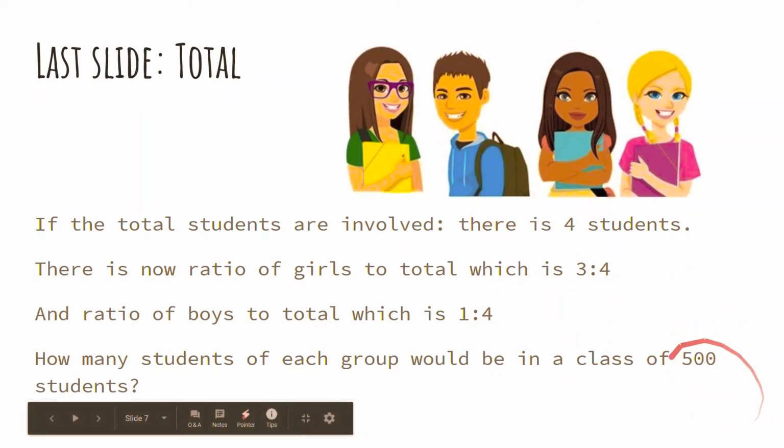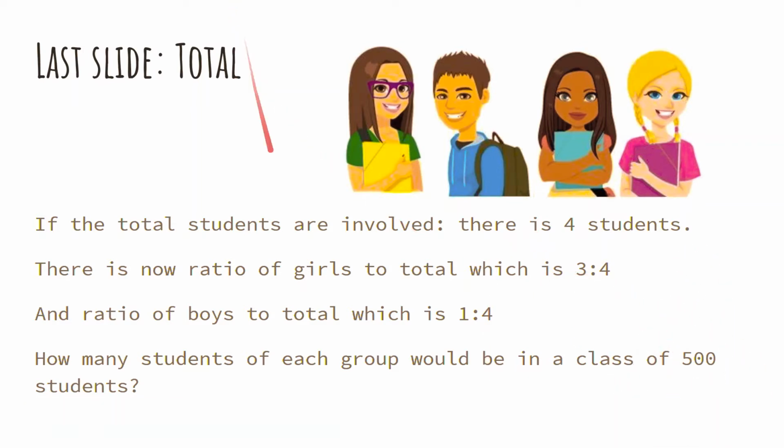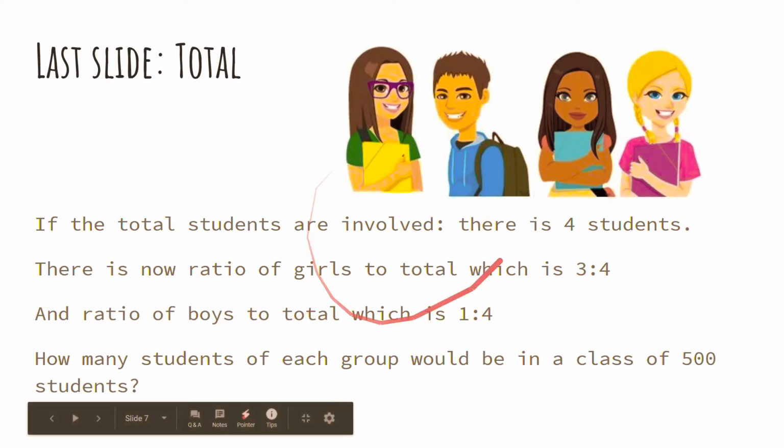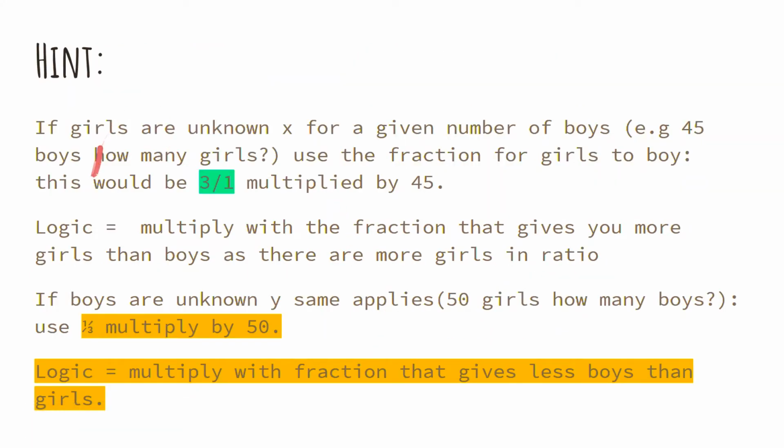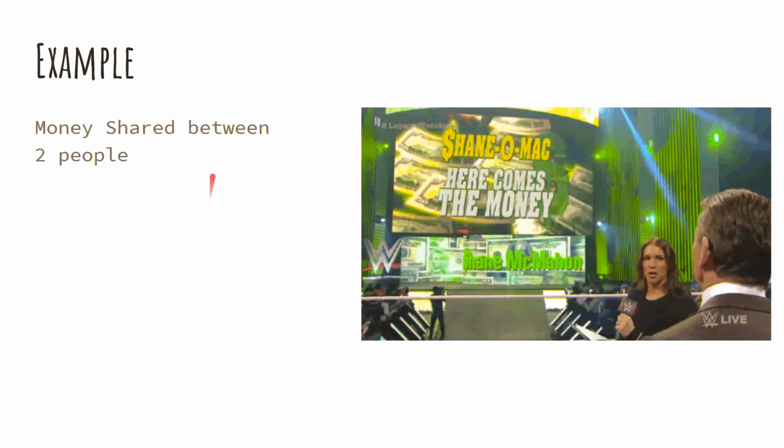So since the total is 500, we know that each unit in this case would be 4, but I'll explain what that means later. So we'll come back to this question and then I'll explain how to solve it once we've gone through everything so that it's not too confusing. Okay, so here's a hint. But we'll come back to this.